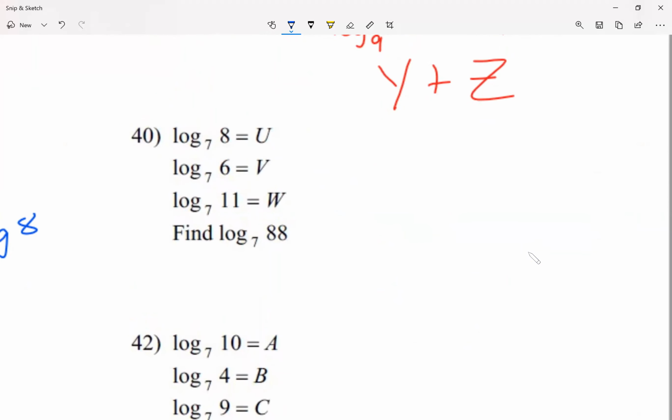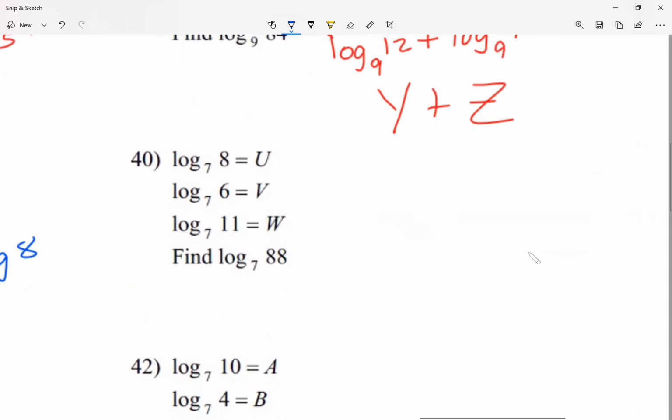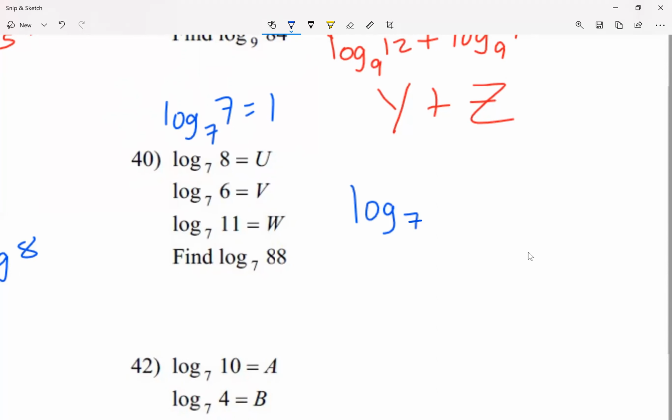Now, 88. Looking at the numbers given, can I multiply them or divide them to come out with 88? Remember, you still have log base 7 of 7 is equal to 1. You have that one there. You can always use it as well. But let me rewrite this as log base 7 of 8 times 11. Right? 8 times 11 is 88.